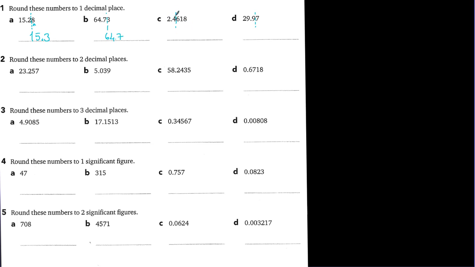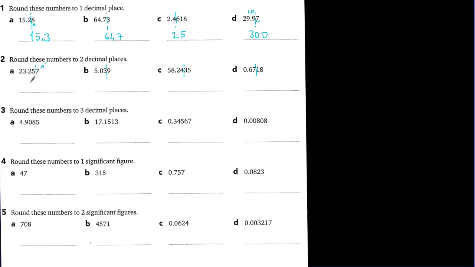And 2.4618. The second decimal place is bigger than 5, so 2.5 is going to be the answer. Round these numbers to 2 decimal places, so you are going to draw the line after the second decimal. So with respect to the 3rd decimal place, you are going to decide about your solution. So here this is greater than 5.